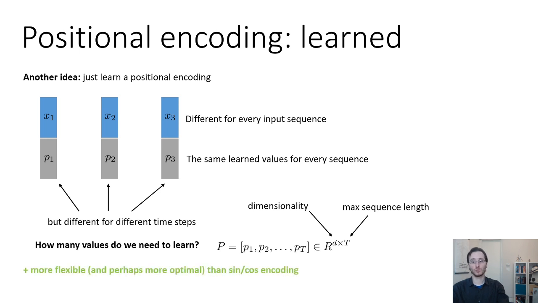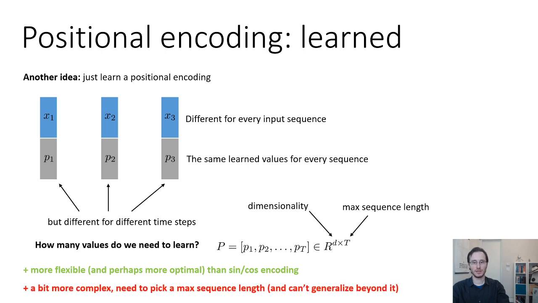This has the advantage of being more flexible and perhaps more optimal in some sense than the sine-cosine encoding, because we actually do end up learning the positional encodings that work best for our sequence model. The downside is that it's a little bit more complex, and you need to manually pick the maximum sequence length. So if the longest sequence at training time was 100 steps in length, you won't actually have a positional encoding for step 101, which means you could never generalize to a longer sequence. So that's maybe a little bit unfortunate.